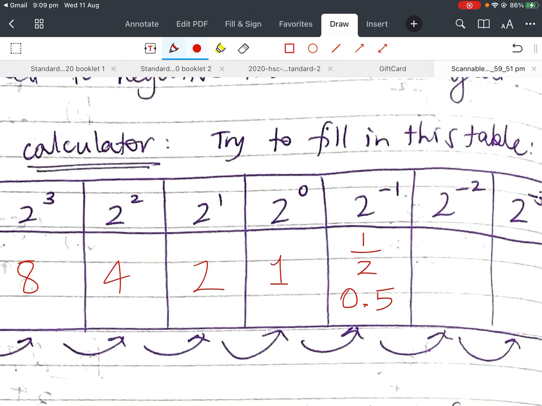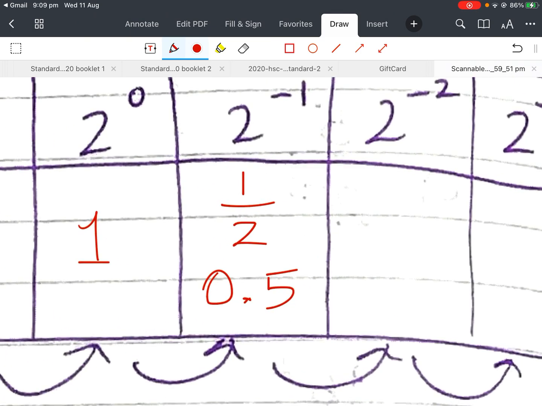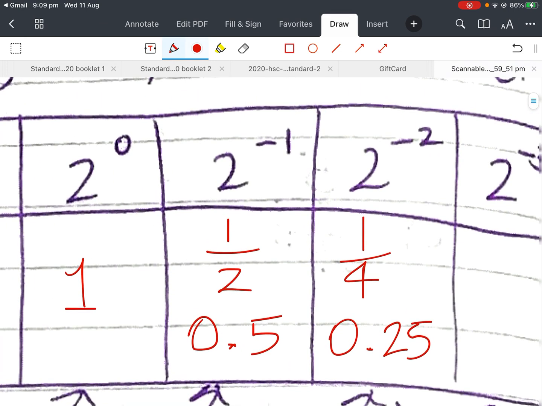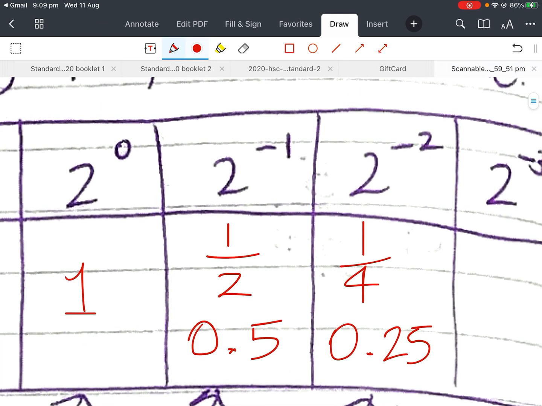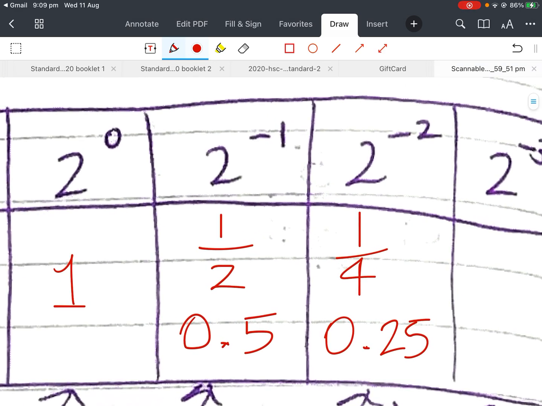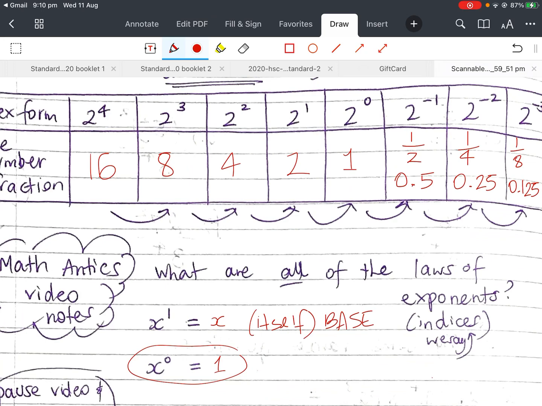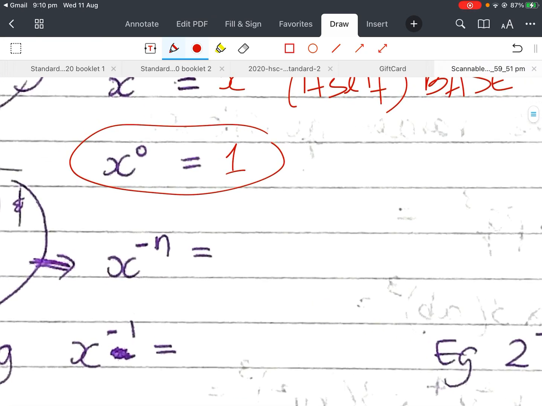Now I'm going to try 2 to the power of negative 2. If I do that, I get 0.25. And if I press my fraction key or my S to D or F to D key, I get 1 over 4. And the last one is 2 to the power of negative 3. So 2 to the power of, press negative, and then 3, and I get 0.125. And then if I press my fraction key or my F to D or S to D key, I get 1 over 8.